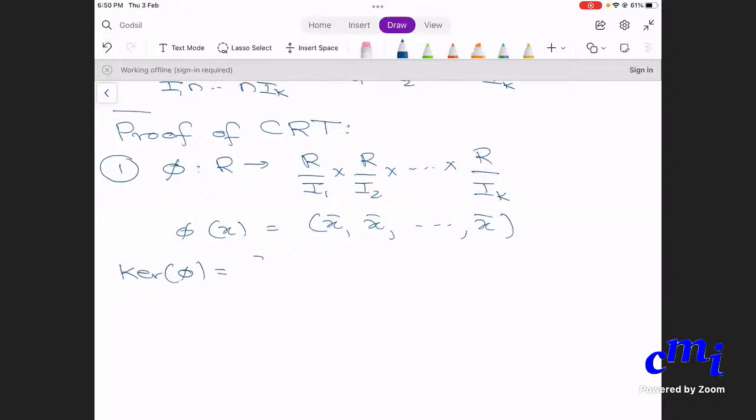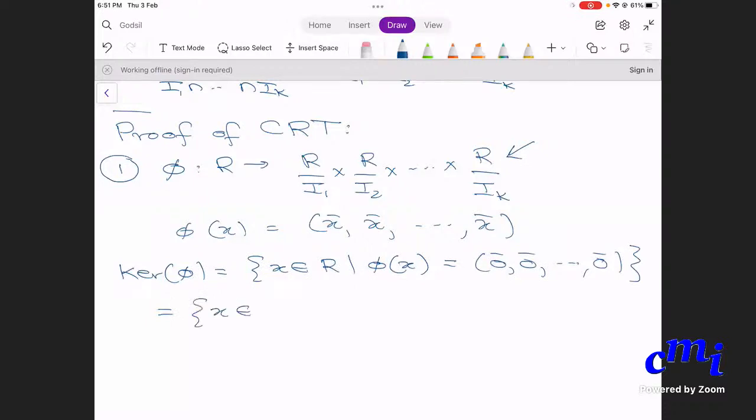So the kernel of phi is the set of all x in R such that phi of x is 0. 0 where? 0 in this ring. In that ring, the 0 is just 0 bar, 0 bar, 0 bar. That's the 0. And what does this mean? That means the set of all x in R such that phi of x, as I said, is just x bar, x bar, x bar, should be equal to 0 bar, 0 bar, 0 bar.